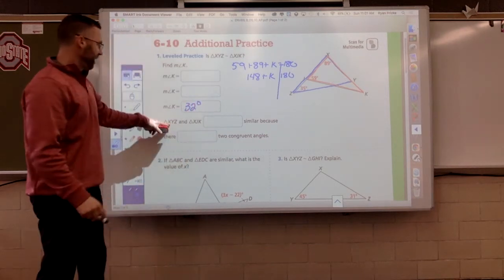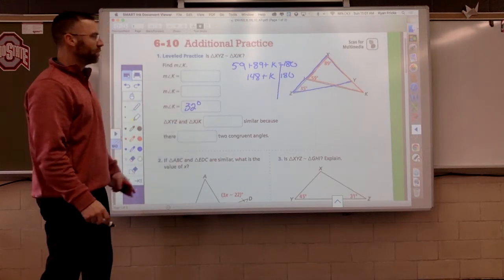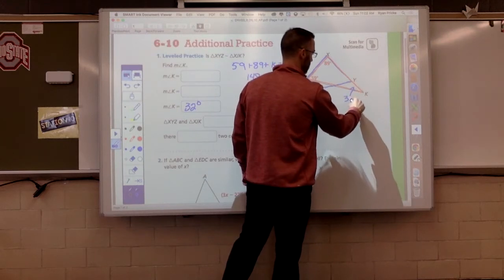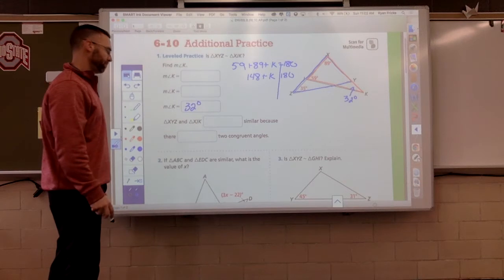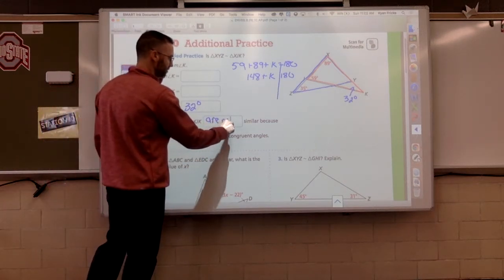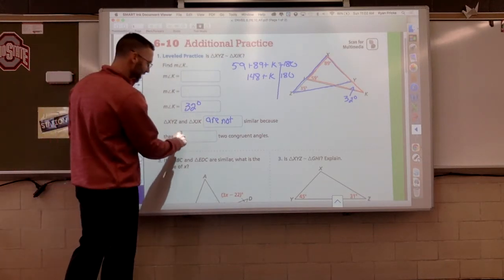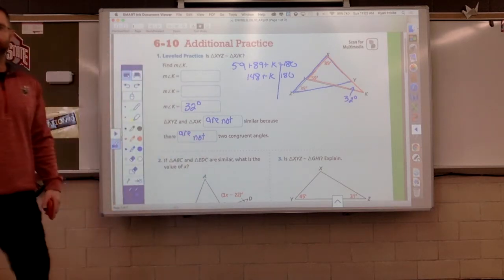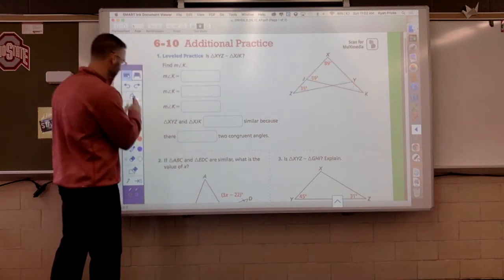It's all good. Triangle XYZ and triangle XJK. Are they similar or are they not? Well, if this was 32, do they have two pairs of congruent angles? No, because there are not two congruent angles. Questions on that? Okay, let's move on.